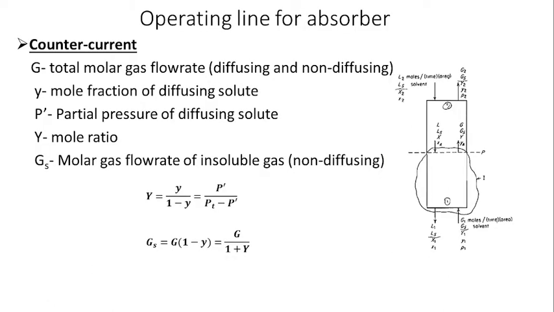Next we can see the operating line for an absorber. This is a countercurrent absorption process. G is the total molar flow rate of the gas stream, which contains two components, diffusing and non-diffusing, and y is the mole fraction of diffusing solute. P bar is the partial pressure of the diffusing solute. Then the mole ratio Y is given by y/(1-y), which is equal to P'/(P total - P'). The molar gas flow rate of insoluble gas is given by Gs, where Gs = G(1-y).